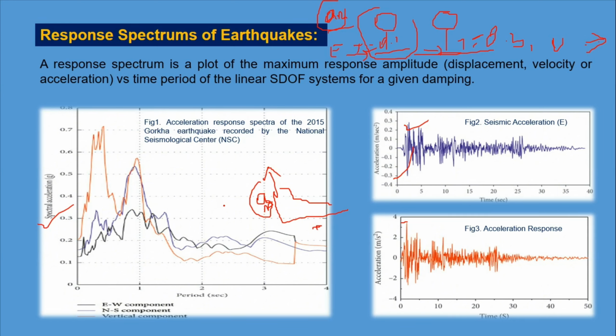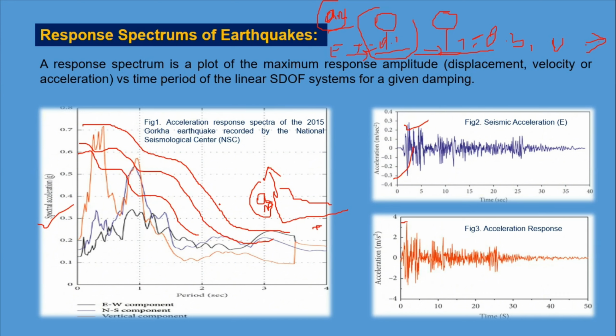To prepare a design response spectrum, we have to consider many other earthquakes as well. If we draw a response spectrum for those earthquakes that occurred in that particular region, we get response spectra like this, and another maybe like this. If we cover all these graphs with a single envelope curve, we get a curve like this that covers all the maximum spectral accelerations of the earthquakes that have occurred in that particular region.